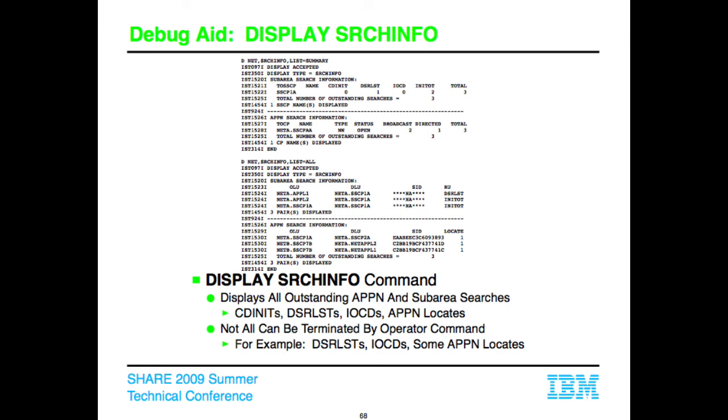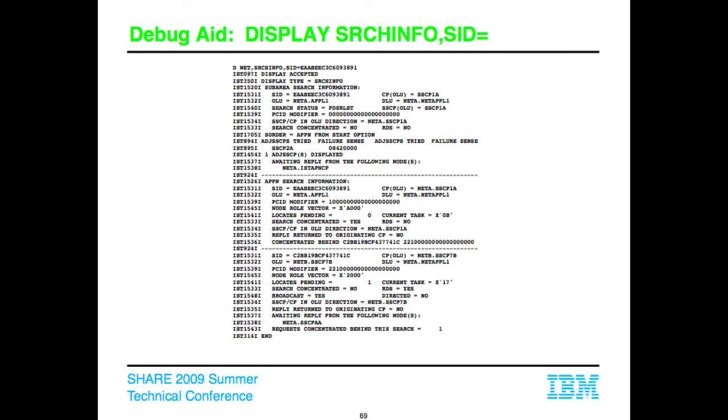If you do display search info with list equals all, we'll show you all the OLU and DLU pairs, but we'll also show you the session ID. And if you do a display search info with the session ID on there, you get everything that you would ever want to know about that search. It shows you everyone we've tried so far. It shows you who we're waiting for from the subarea side's perspective. The APPN side, it'll also show you who we're waiting for.